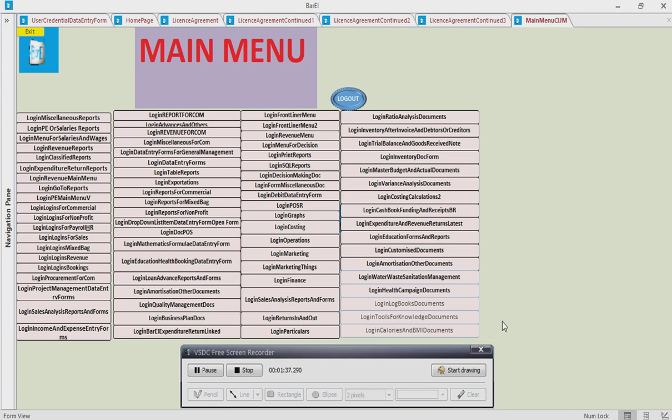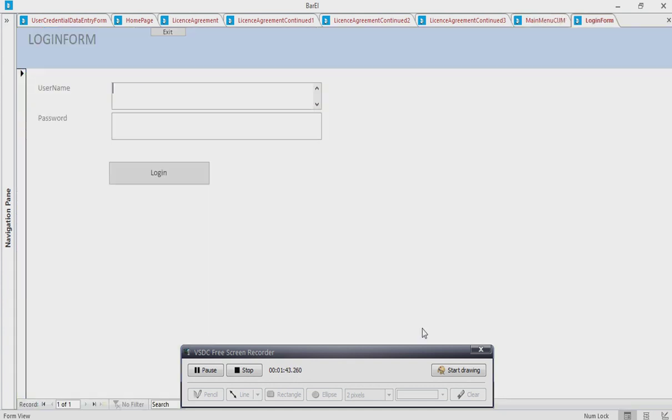This is the main menu for BarEl Software. Now I'm going to click a button which is going to lead us to a software which helps in nutrition management.